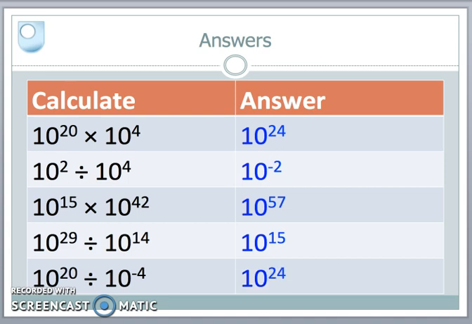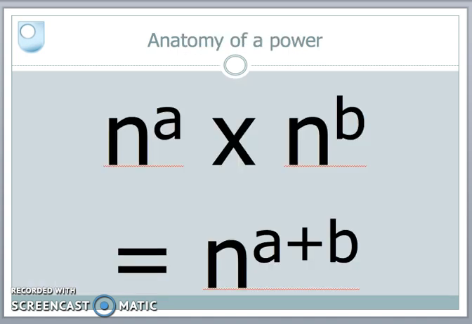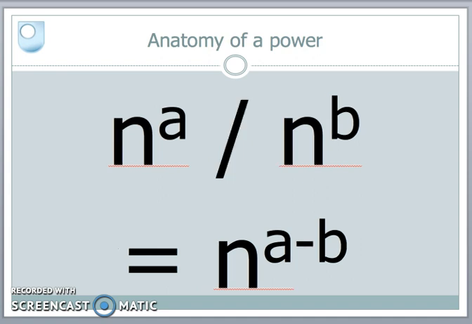So that's multiplying powers of 10, but I want you to keep in your minds that this applies to any number raised to any power. So as long as the base number is the same, n raised to the power of a times n to the power of b will always give me n to the power of a plus b. Likewise, when I divide, if I have n to the power of a divided by n to the power of b, that will always equal n to the power of a minus b.